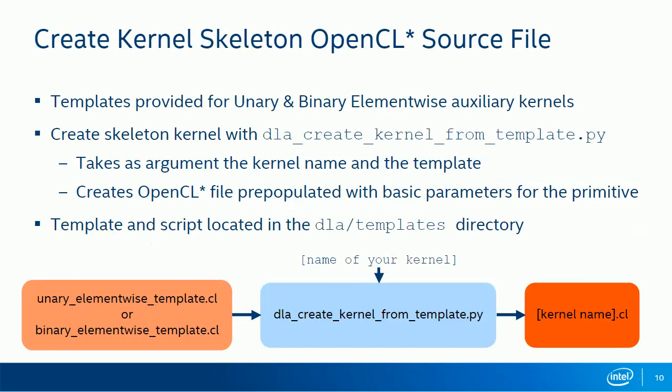The first thing you'll need to do is create a skeleton OpenCL source file for your custom kernel. This is done by executing a script and providing the appropriate template. The script will contain basic parameters that are populated for a given custom kernel. You'll need to provide as an argument to the Python script the kernel name as well as a template. There are two templates available, a unary element-wise template and a binary element-wise template. The script and templates are located in the DLA templates directory of the DLA developer package.